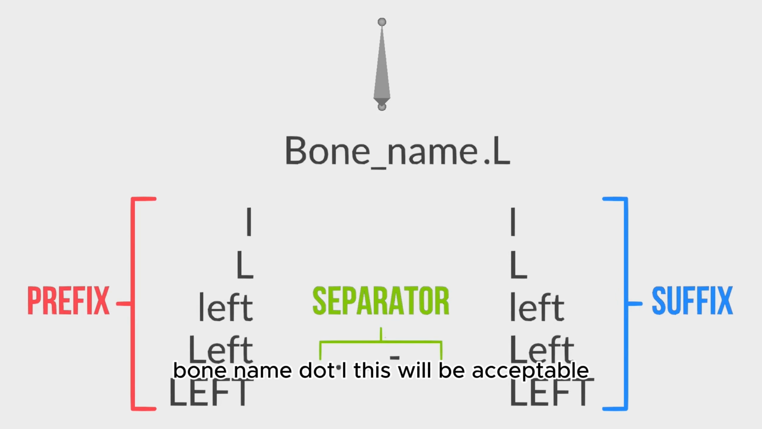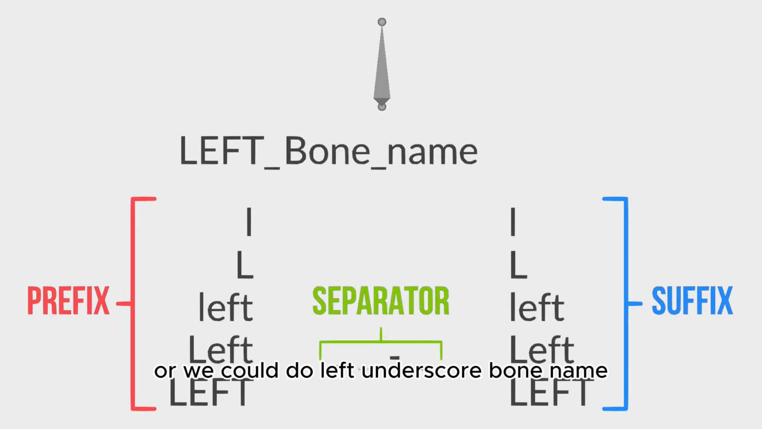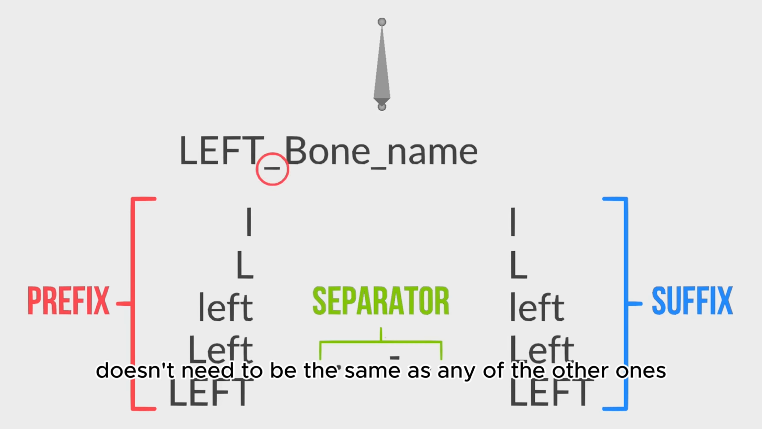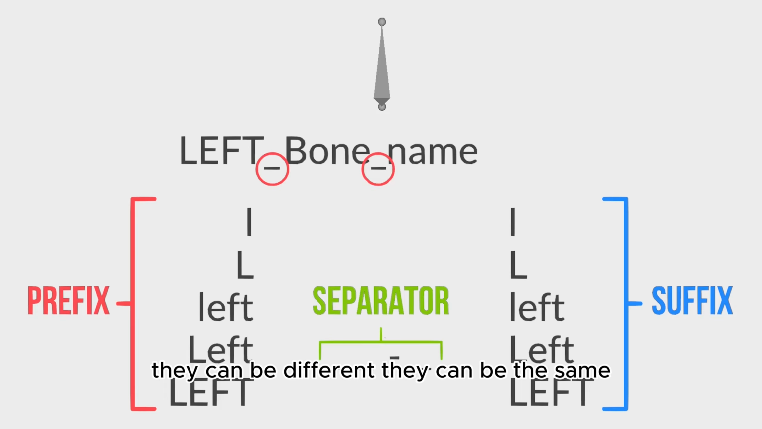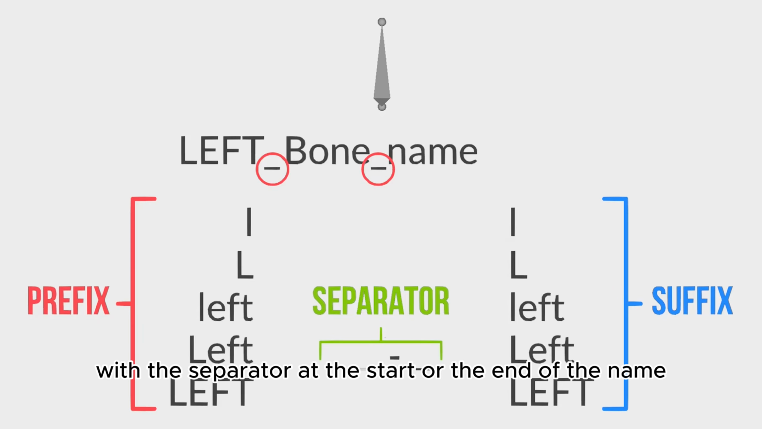Bone name.l, this would be acceptable, or we could do left underscore bone name. Now, just as a reminder, this separator here doesn't need to be the same as any of the other ones. They can be different, they can be the same. It really doesn't matter. Blender is just going to look at the prefix with the separator at the start or the end of the name.